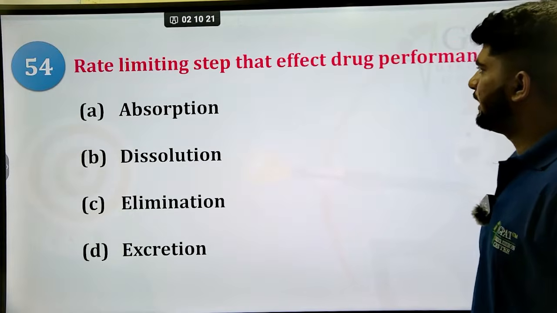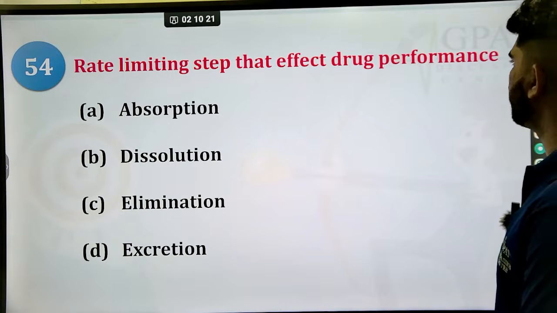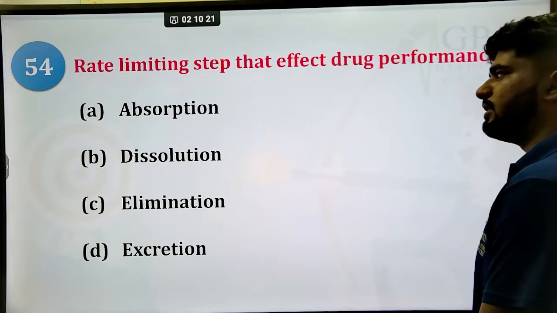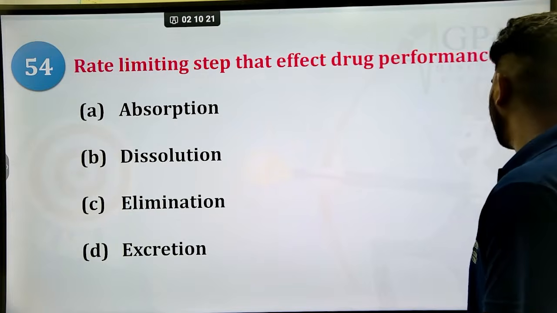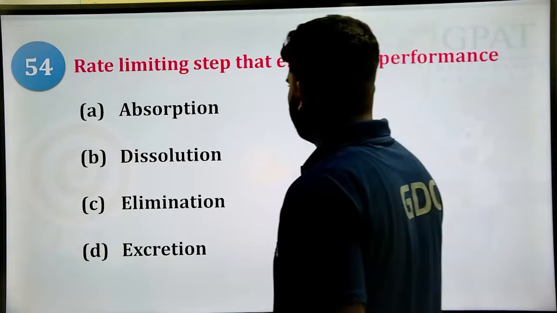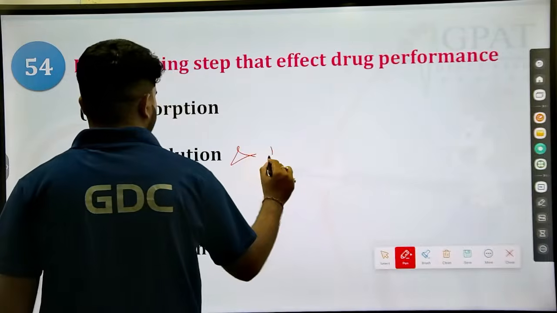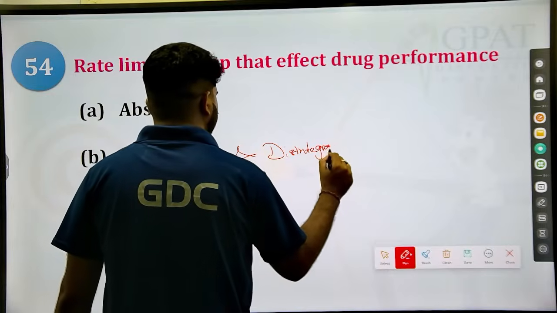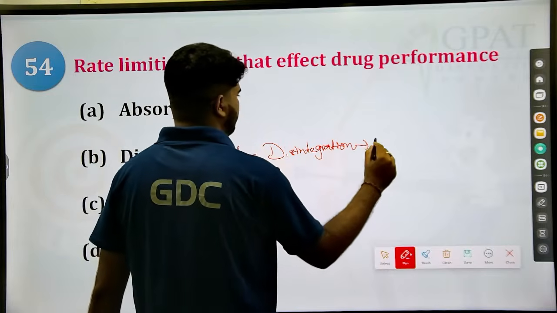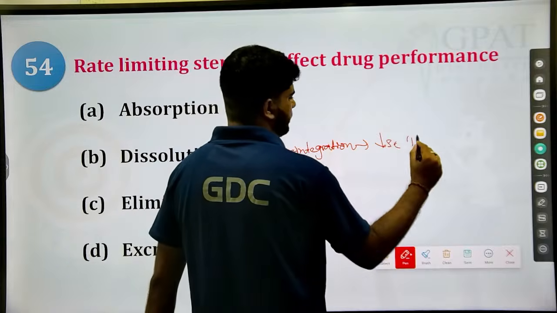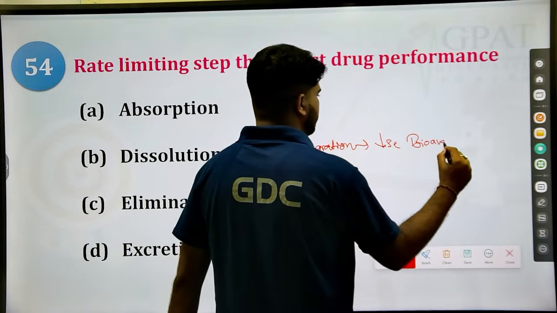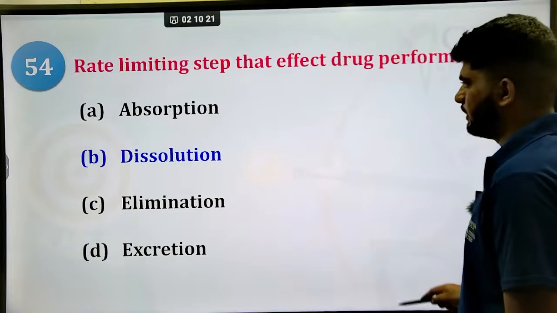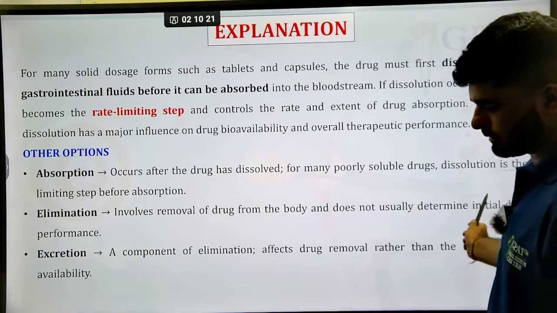Okay. So rate limiting step that affects drug performance. Rate limiting step: absorption, dissolution, elimination, or excretion? Yeah, obviously, dissolution and disintegration. Dissolution as well as disintegration is going to somewhat decrease the bioavailability. So that is why dissolution would be your correct answer.